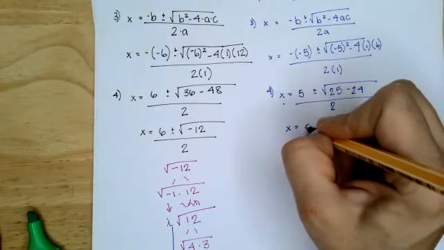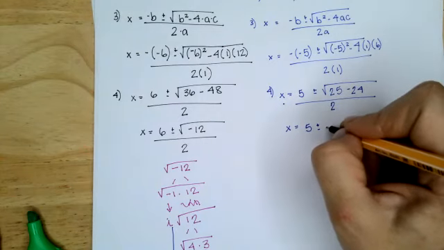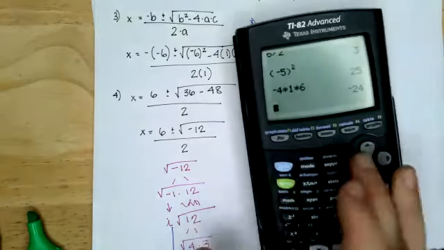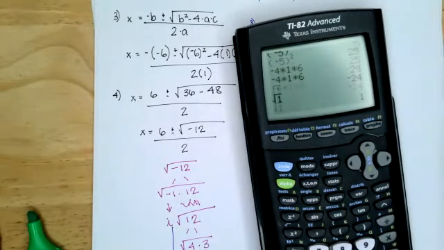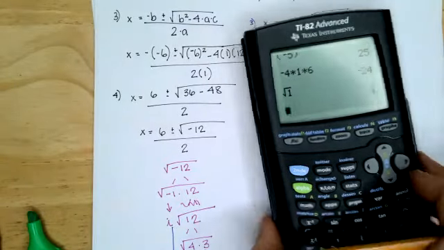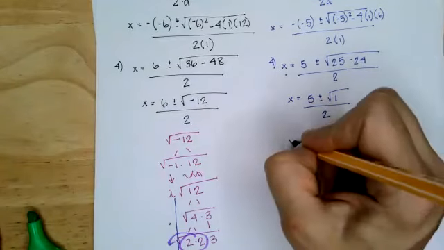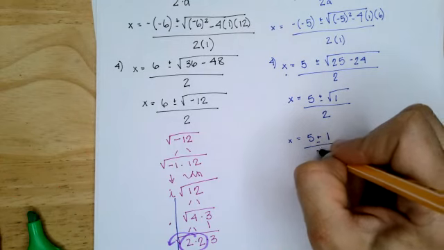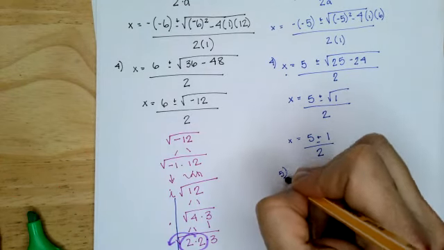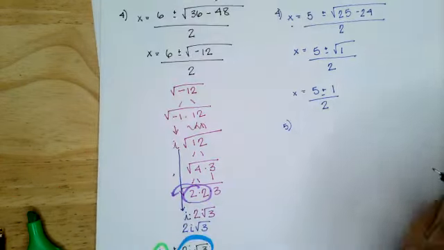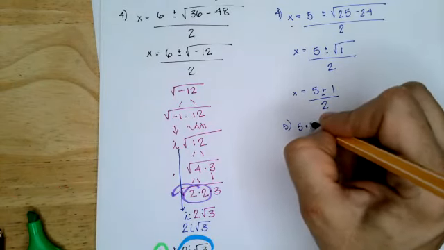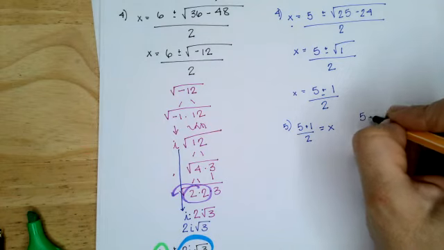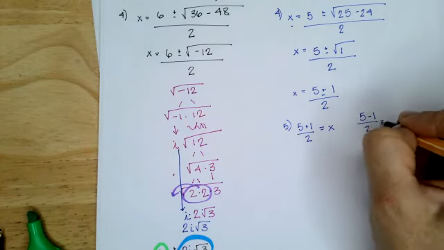One step simpler, 5 plus or minus 25 minus 24. Wonderful. That's the square root of 1 over 2. Always make sure it's not a perfect square. Oh, it is. So the square root of 1 is just 1. So that becomes x equals 5 plus or minus 1 over 2. Now we're going to split it into positive and negative. So we have 5 plus 1 over 2 and 5 minus 1 over 2.